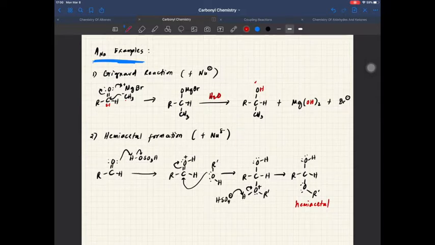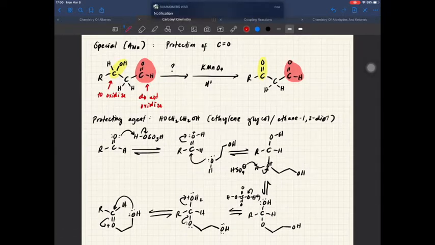In this hemiacetal formation, the first step is the activation of the carbonyl group to make the partially positive carbonyl group into a fully positive carbonyl group. So now it becomes a strong electrophile. Now the weak nucleophile can attack it, forming this tetrahedral intermediate. And this tetrahedral intermediate can be reacted with a Bronsted base to form the final product, which is a hemiacetal.